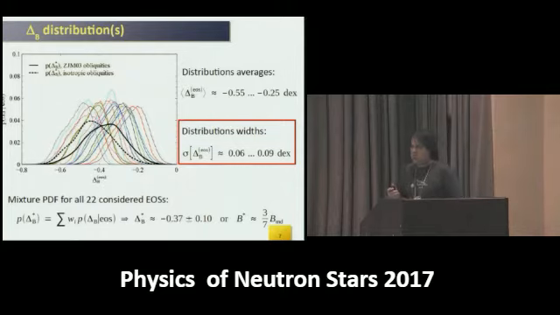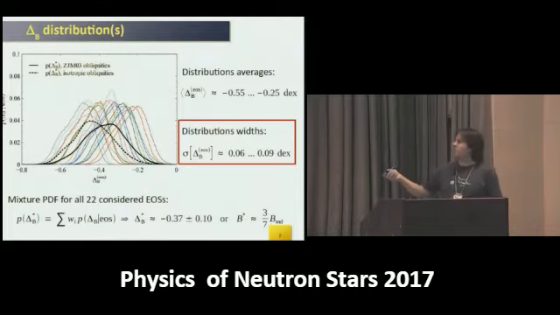Every one of these distributions is close to a Gaussian, with the averages spanning from minus 0.55 to minus 0.25 dex. And every one of these distributions has quite a small width, less than 0.1 dex. It's very important.